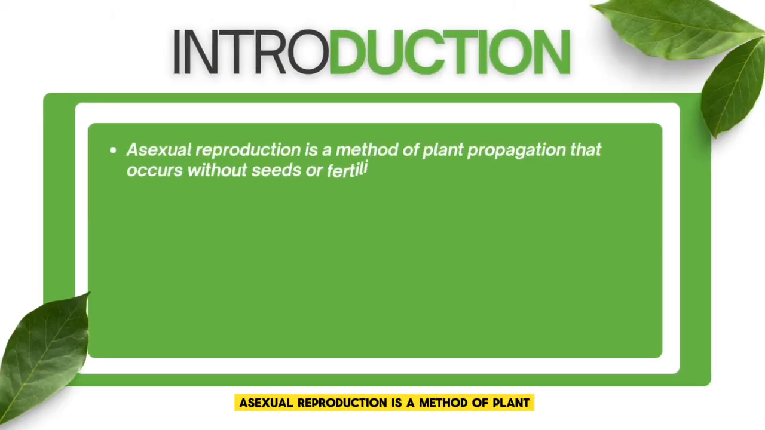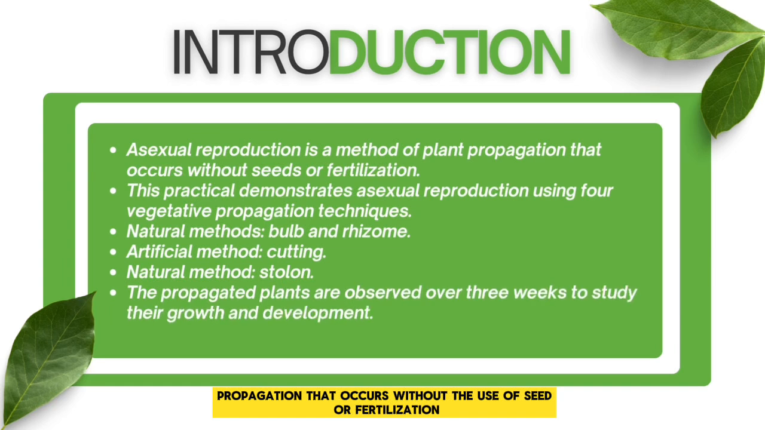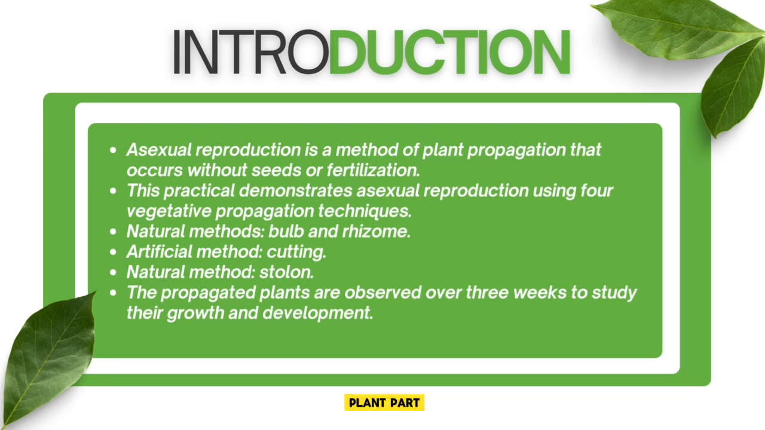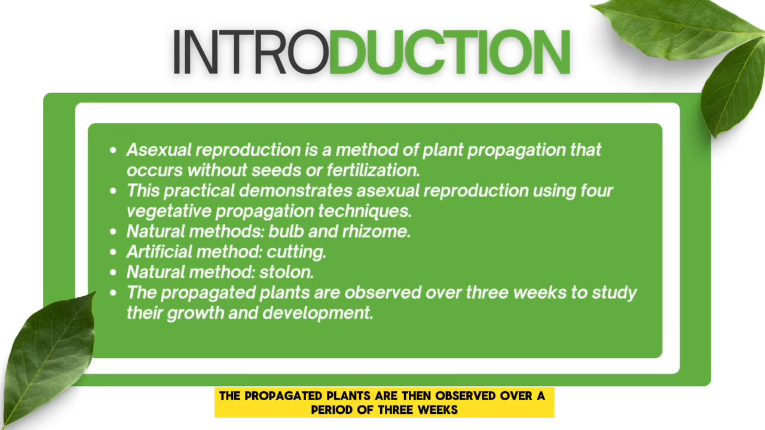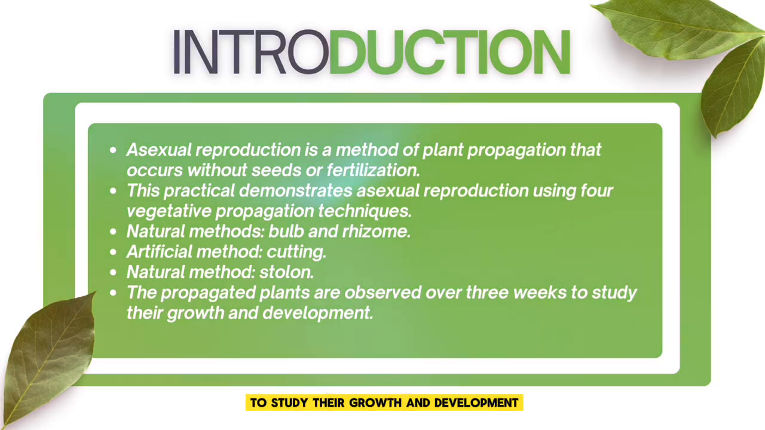Asexual reproduction is a method of plant propagation that occurs without the use of seed or fertilization. In this practical, asexual reproduction is demonstrated using 4 vegetative propagation techniques. These include natural methods such as bulb, rhizome, and stolon, as well as an artificial method using cuttings. Each propagation method allows a plant to grow from an existing plant part. The propagated plants are then observed over a period of 3 weeks to study their growth and development.